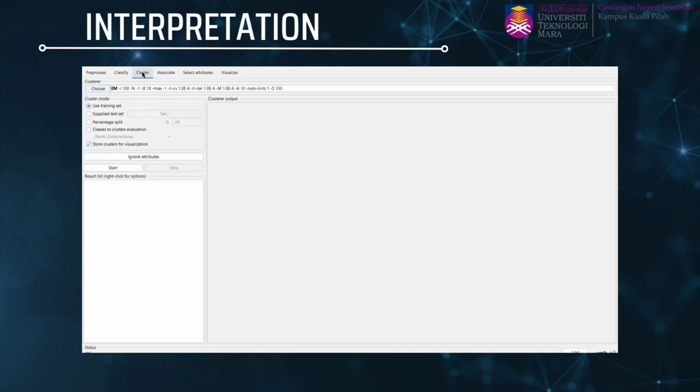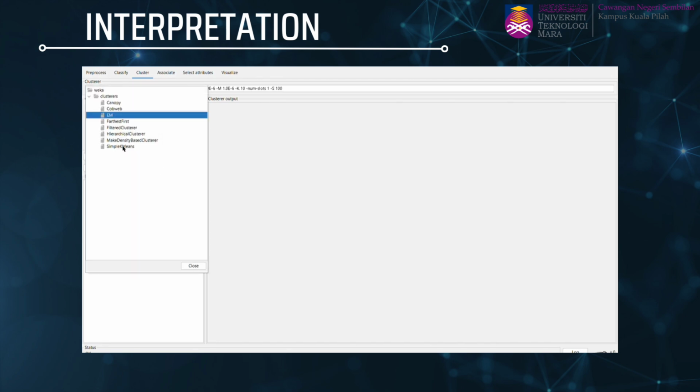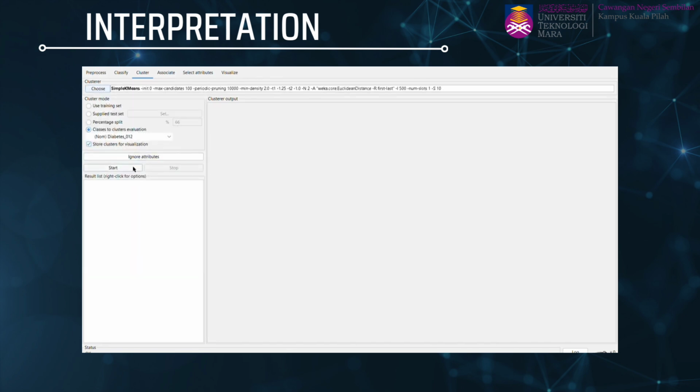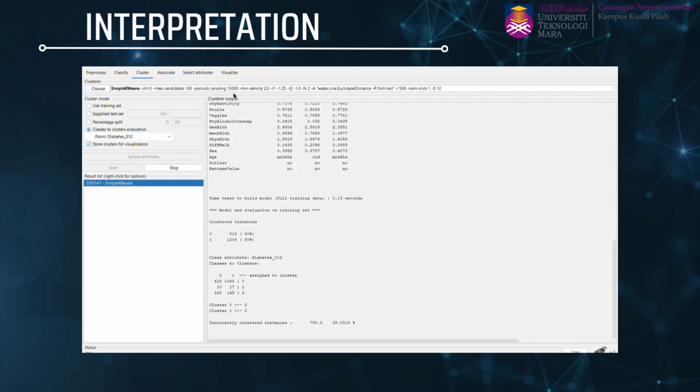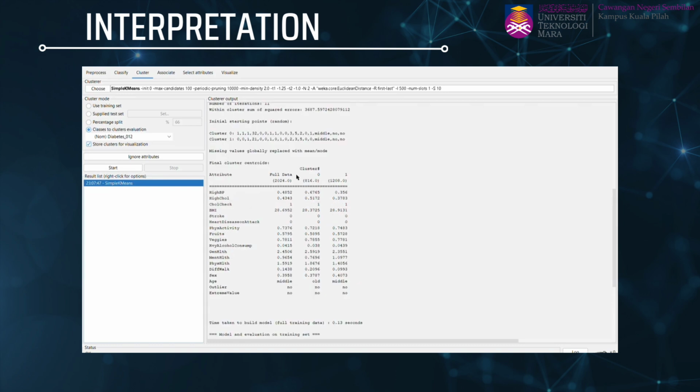And we have to go to cluster, classes to clusters evaluation, and click on diabetes. And we would want to pick simple k-means and then click start. The setting is on default and the number of clusters is 2. And here we will get 2 clusters, full data being 2024. The first cluster having 816, while the second cluster has 1208.